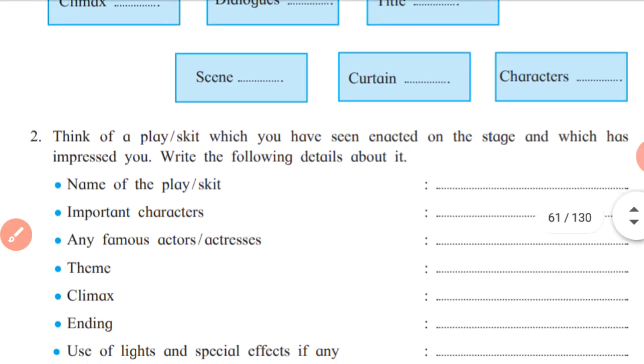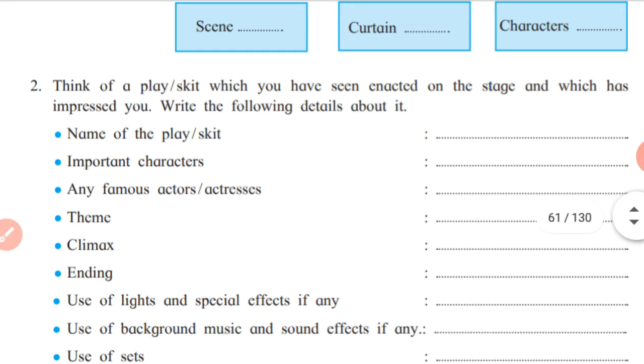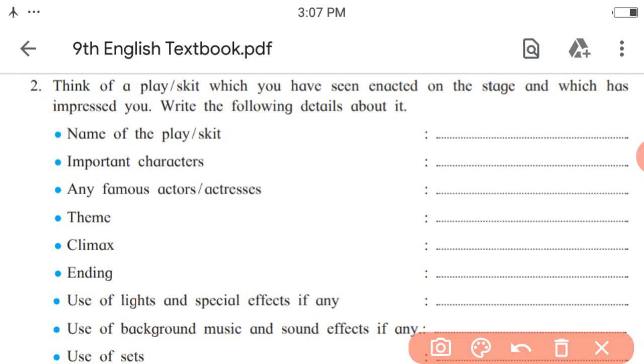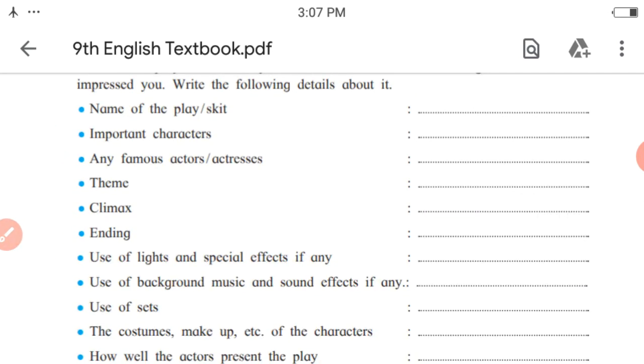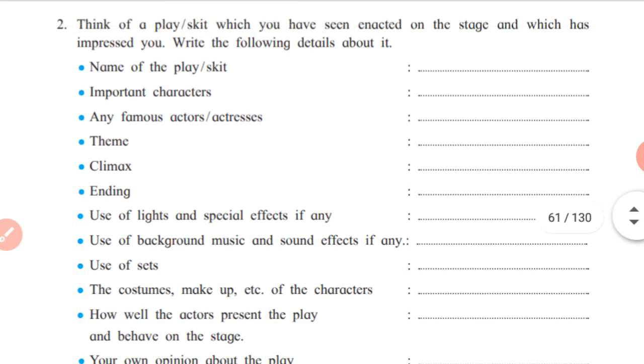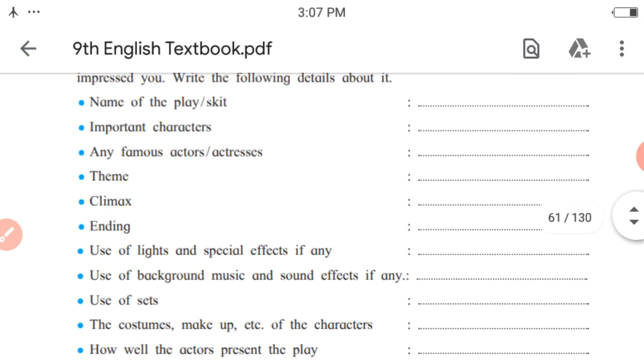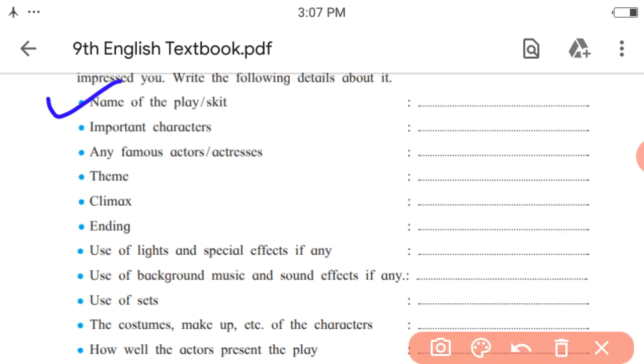Next, second activity. Think of a play or skit which you have seen or enacted on the stage and which has impressed you. Write the following details about it. So whatever play you have watched or you have enacted, you have performed in it, for that play you have to write all these points. Here is the first point. Name of the play or skit. What play you watched or performed in, that you have to write over here.